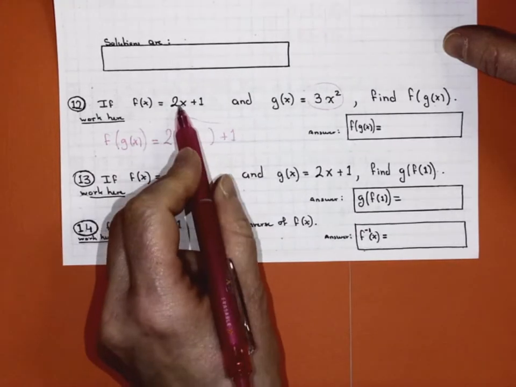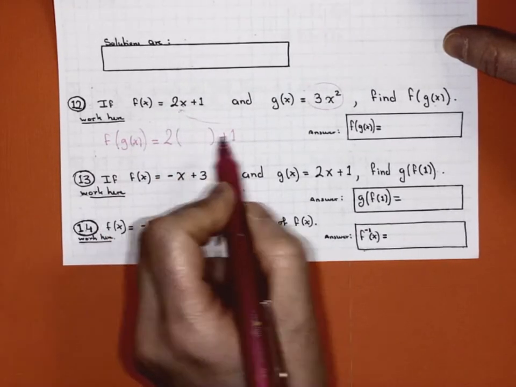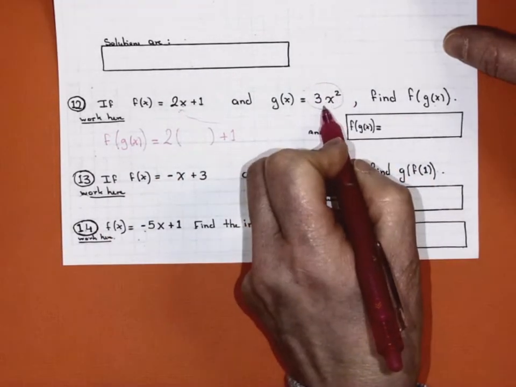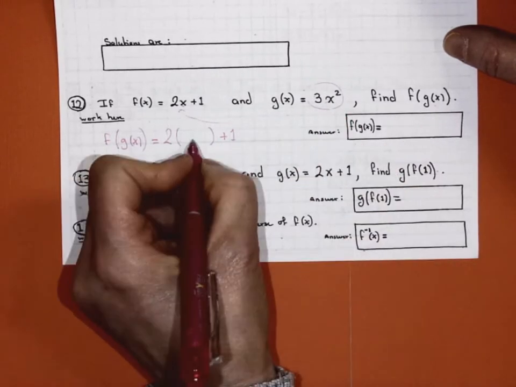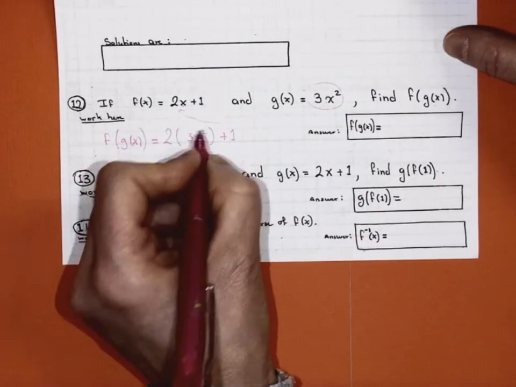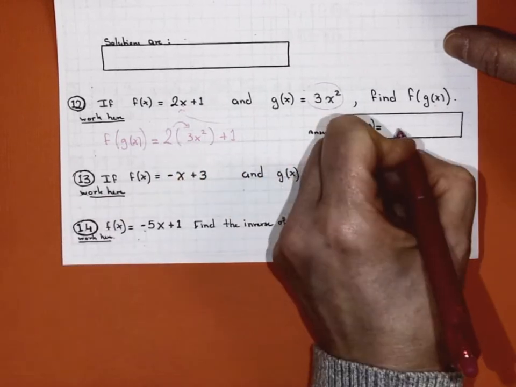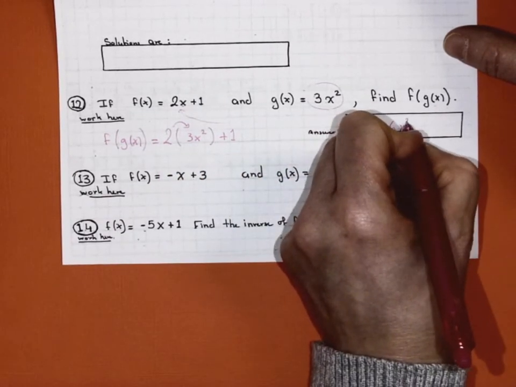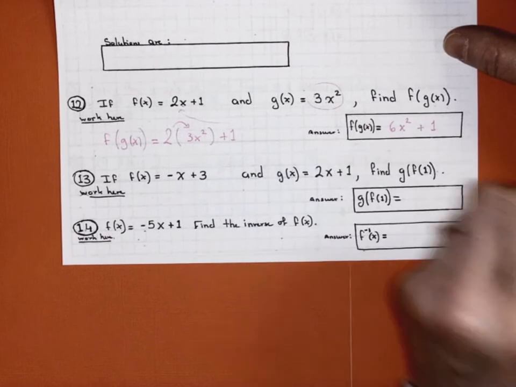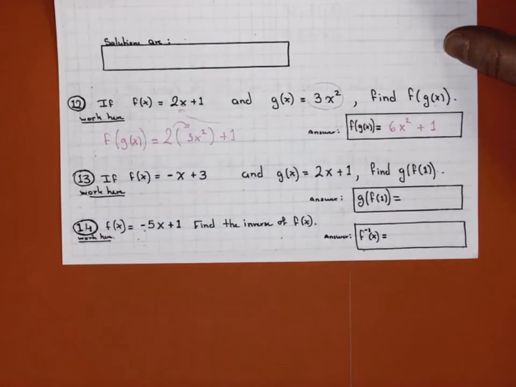But wherever we had x, we're going to replace this x with the g function, right? The inside becomes the g, so 3x squared. Now we simplify, so we're going to distribute that. 2 times 3 is 6, so 6x squared, and then the plus 1 in the back. That will be your composition.